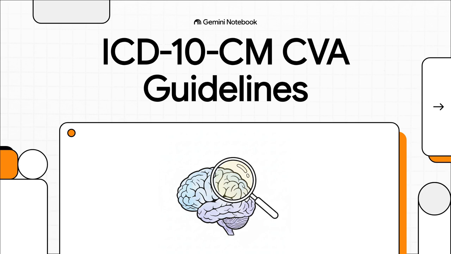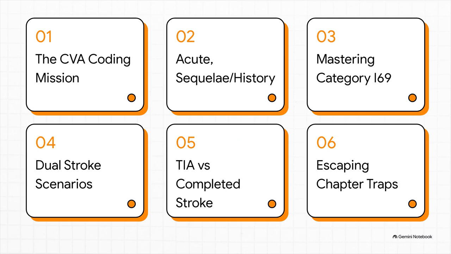We're going to lock down the critical and honestly sometimes really confusing distinctions between an active acute stroke, late effects coded with category I69, personal history captured with code Z86.73, and the incredibly strict rules surrounding TIAs. This is absolutely foundational knowledge you need for ensuring your claims are accurate and completely audit-proof. Okay, let's dive into this.